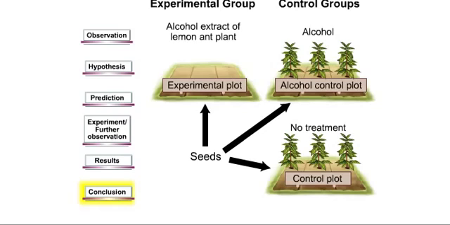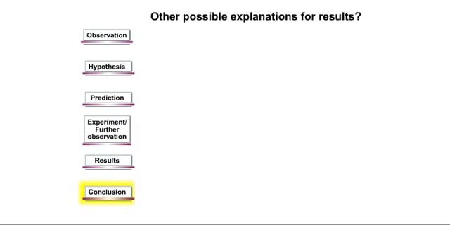This, in fact, may be your conclusion, that the lemon ant plant produces a chemical that inhibits the growth of other plants. Note, however, that although your results support your hypothesis and by extension your conclusion, they do not prove the hypothesis. For example, perhaps your results could be explained in another way.